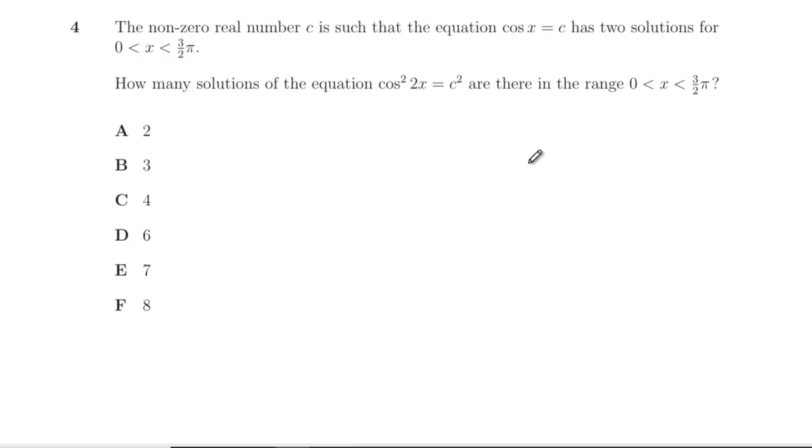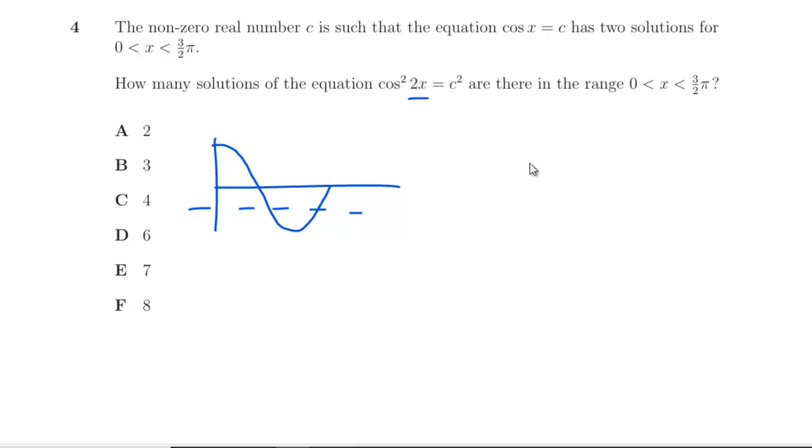Question 4, the non-zero real number c is such that the equation cos x equals c has 2 solutions going from 0 to 3 pi over 2. How many solutions does it have when we do cos 2x in the same range? Right, so we've got cos x equals c, so we're doing that up to 3 pi over 2. We've got 2 solutions, so c's down here. Then we double it, we're doing a 2x here.